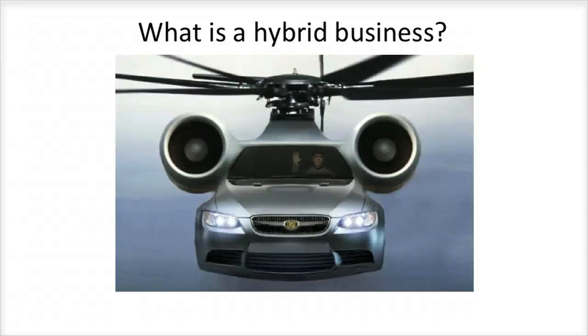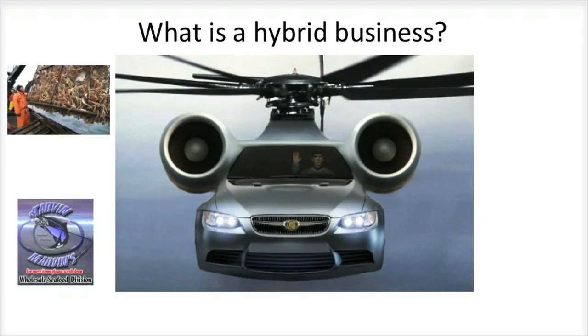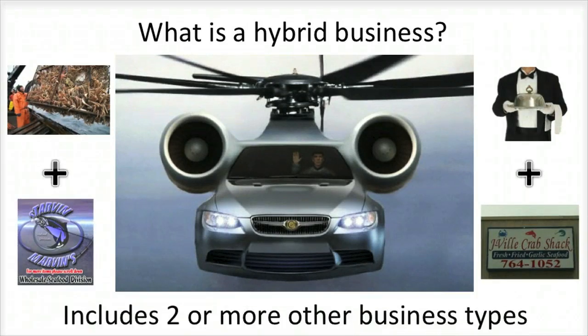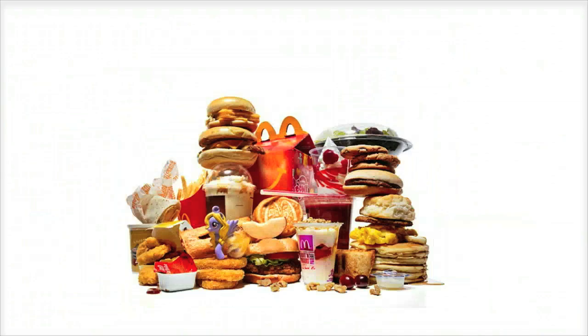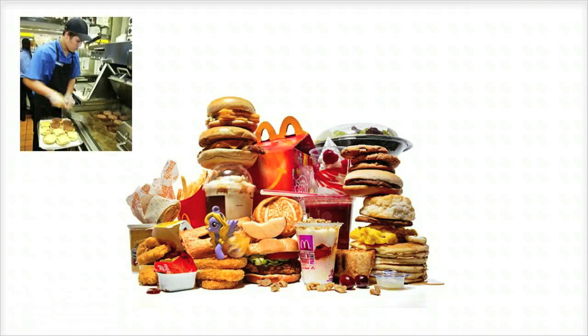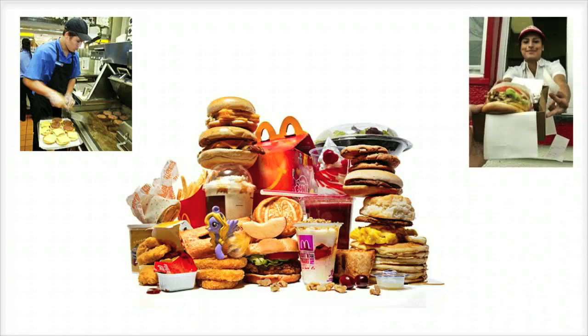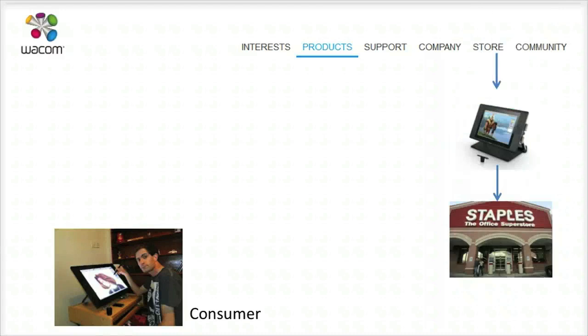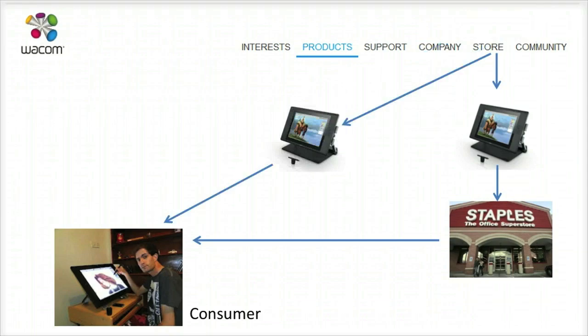What is a hybrid business? A hybrid business is any business that includes two or more of the business types described previously. For example, McDonald's could be classified as a hybrid business because it manufactures the food it sells, and it is a service business because it cooks and provides the food to the customers when they want it. Wacom, the manufacturer of high-quality digital tablet displays, is also a hybrid because it manufactures its tablets and sells to other businesses, but, due to the benefits of the internet, also sells directly to consumers.